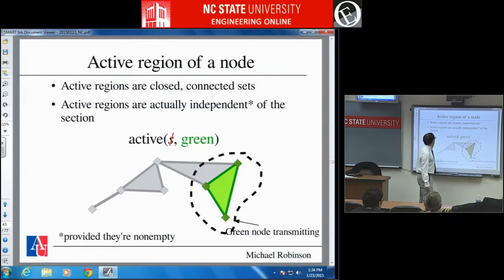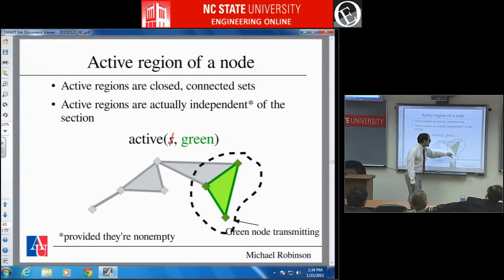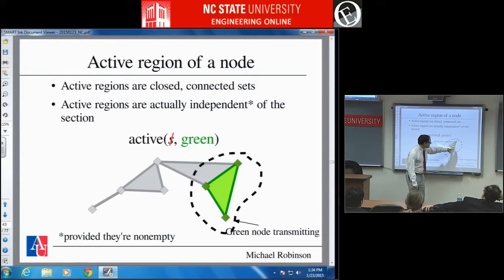Okay? The other thing is that this is actually a closed, connected subcomplex. So in particular, it means that I light up all of the vertices and faces, and I can just yank out the active region and view it as a simplicial complex on its own. I don't have to think about it in context of the rest of the network if I don't want to. Okay, that's kind of cool.